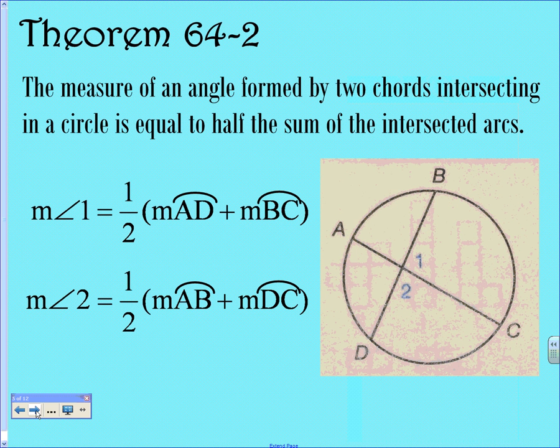Okay. Looking at another theorem. Theorem 64-2. And it's our last theorem for today. There are no corollaries, just some more examples. The measure of an angle formed by two chords intersecting inside of a circle is equal to half of the sum of the intercepted arcs.